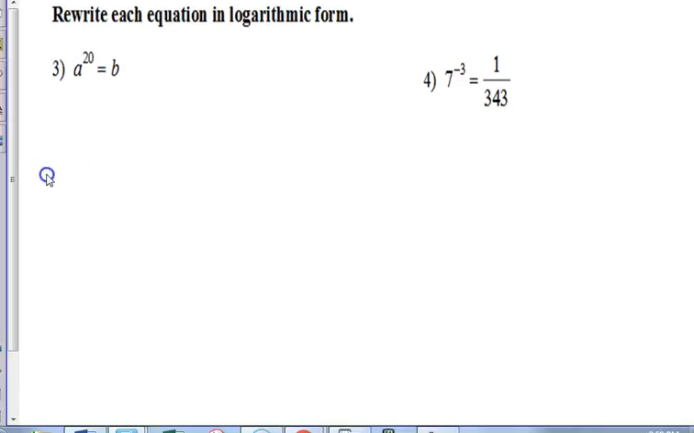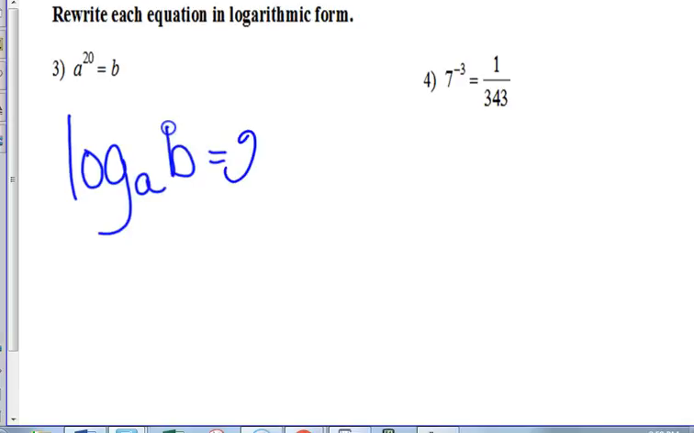All right, how does this one look as a log equation? Anybody? Log base a equals... The answer to a log is the exponent, the power. The answer to the log. So Jared, what would this one look like? The base?